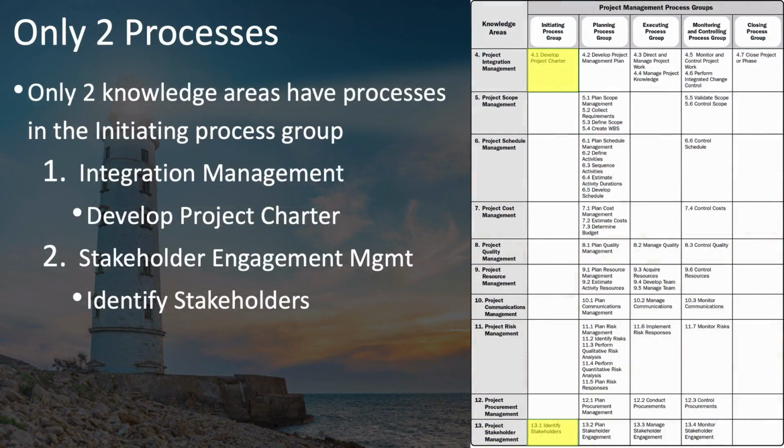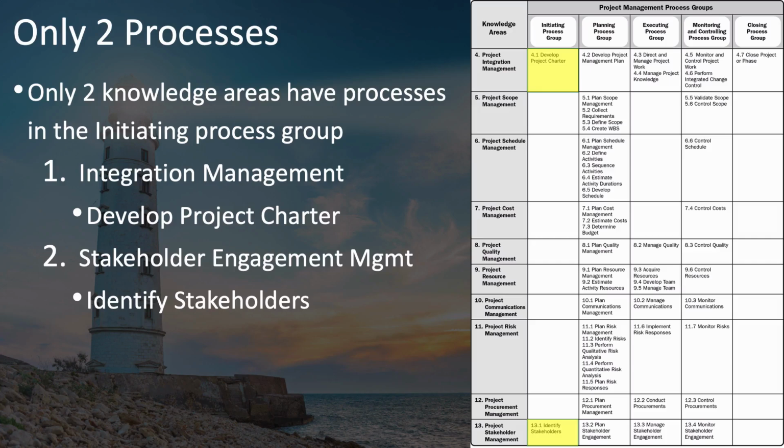As you can see here on the PMP process table from page 25 of the PMBOK guide, there are only two processes in the initiating process group. These are develop project charter and identify stakeholders. Develop project charter is at the top of the table in the integration management knowledge area. Identify stakeholders is at the bottom of the table in the stakeholder management knowledge area. None of the other knowledge areas have processes in the initiating process group.